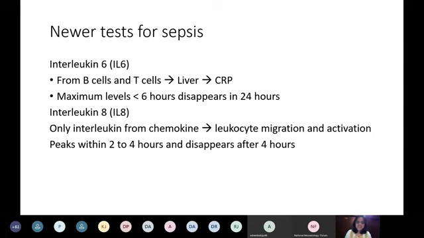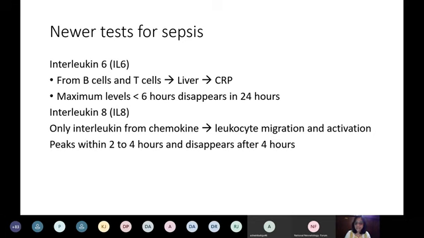So the other newer test of sepsis, because we know now which are the pro-inflammatory ones and which are the anti-inflammatory ones. Now we understand better. When I'm saying we are going to check for IL-6, we automatically think, okay, that's one of the pro-inflammatory cytokines. It's produced both from B cells and T cells, and it acts on the liver. And once it acts on the liver, then CRP is produced.